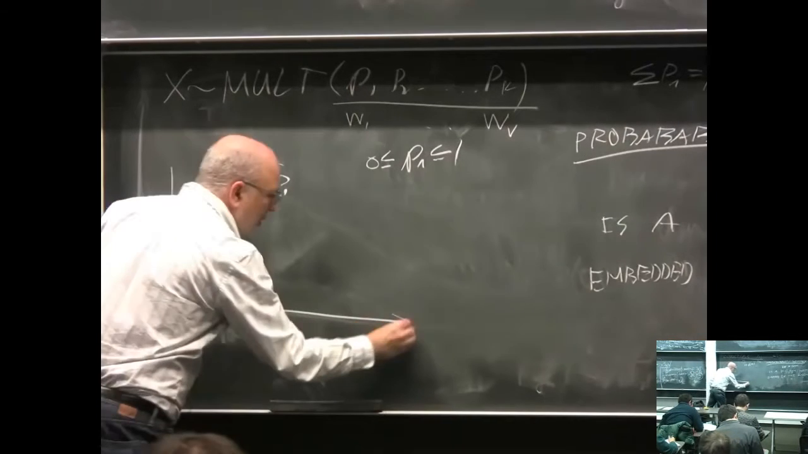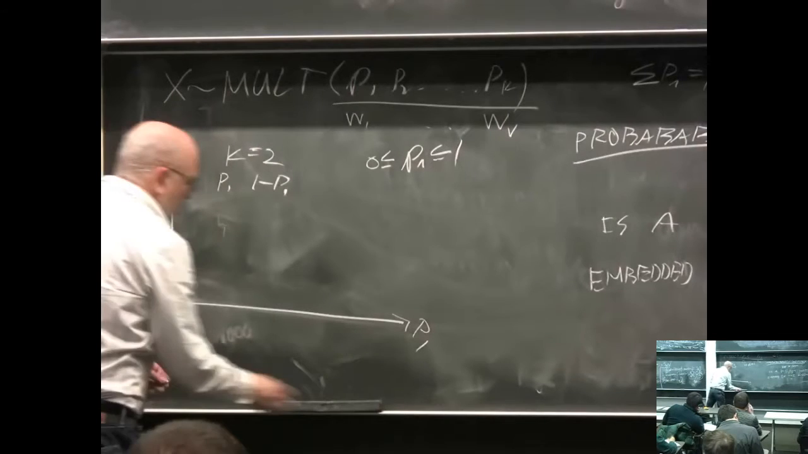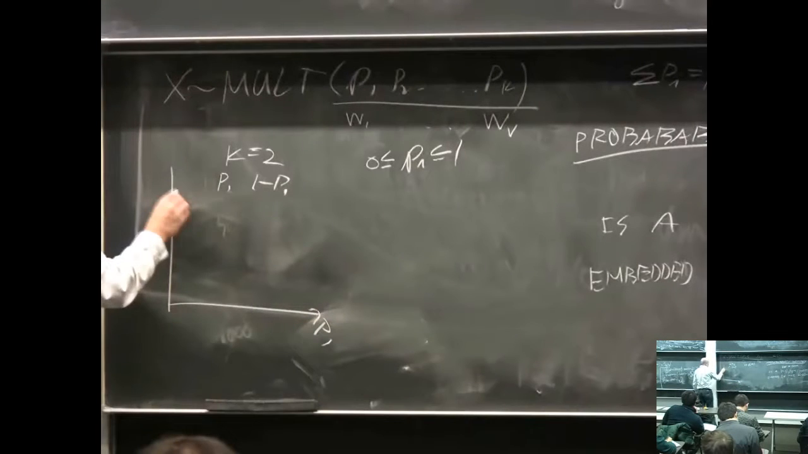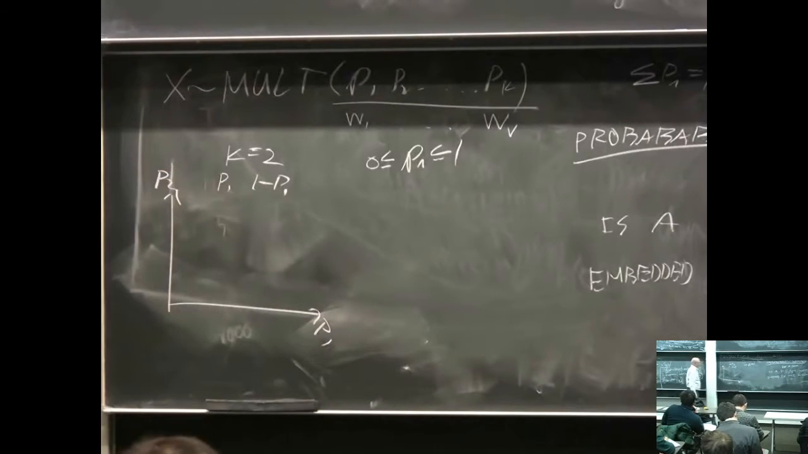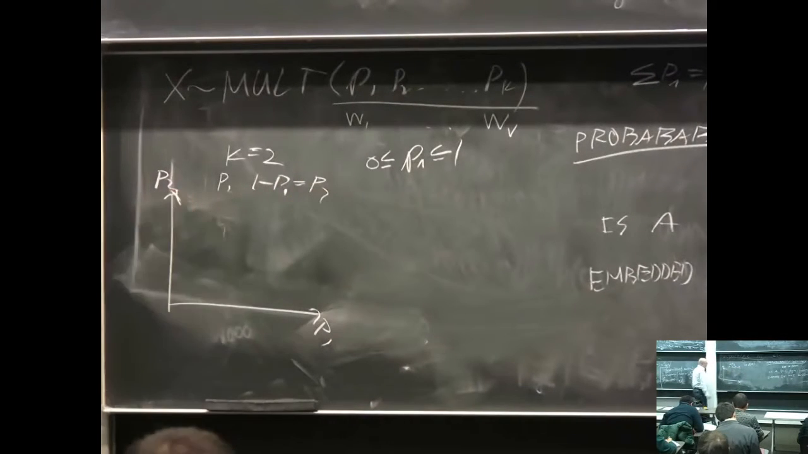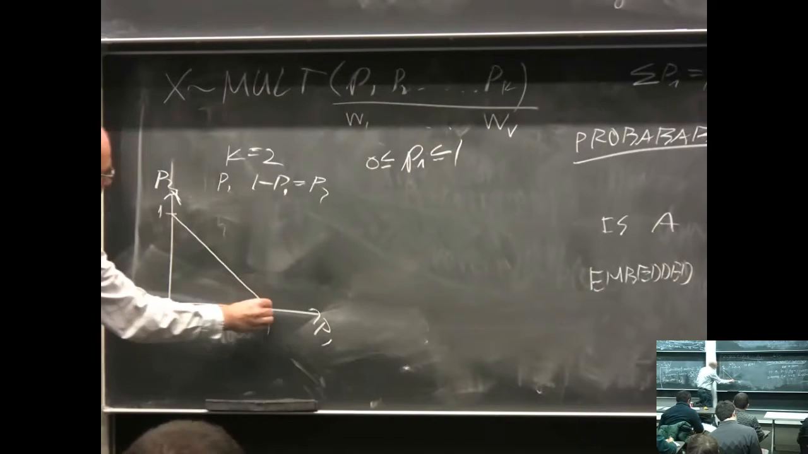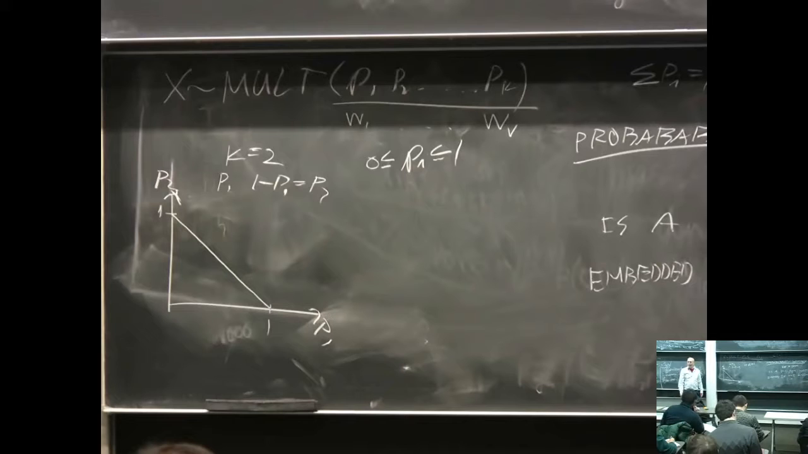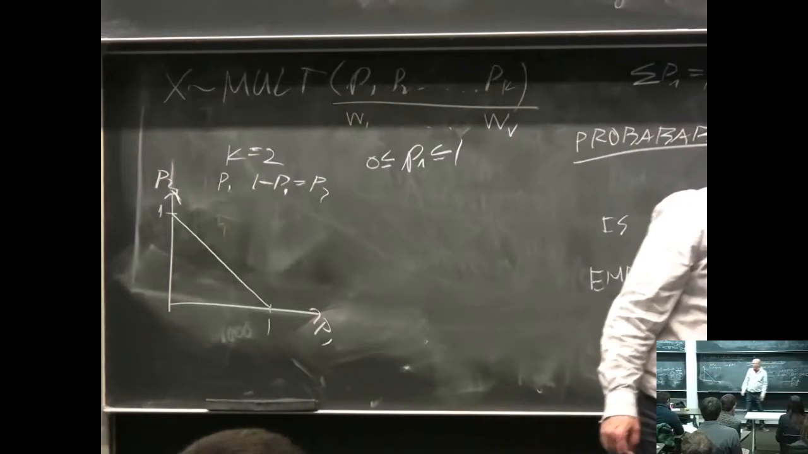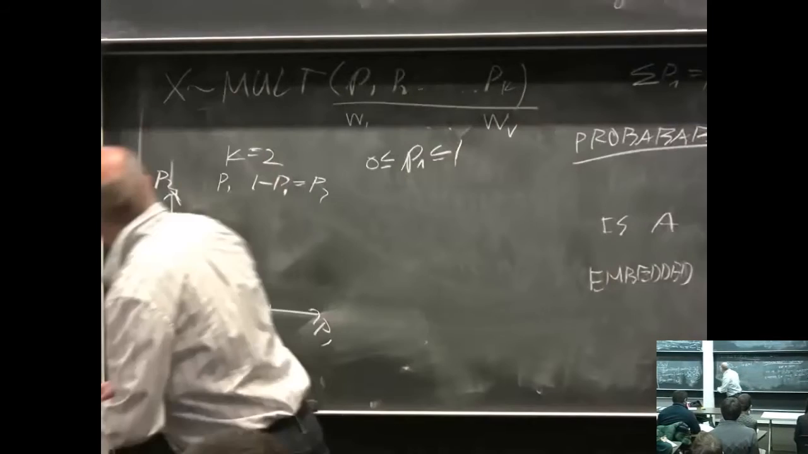Suppose this is P1, and this is P2. Because P2 has to be 1 minus P1, here's 1, here's 1. The points that satisfy that lie along this diagonal line. The full 2-dimensional Cartesian space, or in fact the positive quadrant of it, the 0 to 1 to the power of 2, is this entire block.